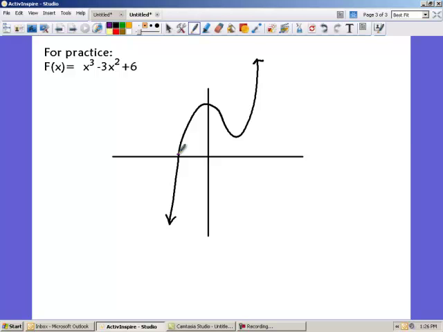So right here would be your x-intercept. Right here would be your y-intercept as well as your local max. So we're going to put local max right now. And down here would be your local min. Okay, so that's really all I want you to take from this video is understanding what these terms are.